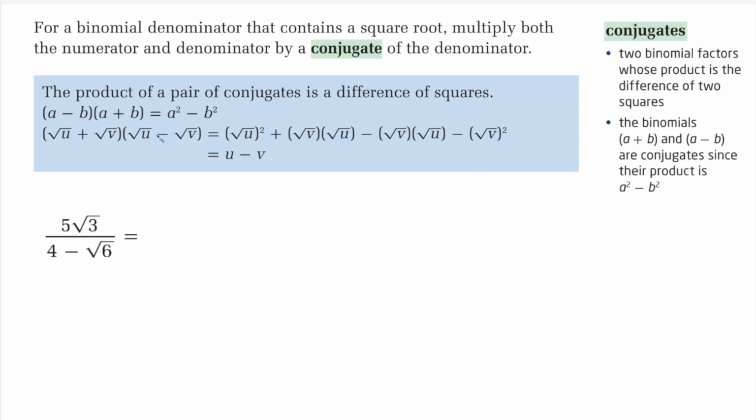So we multiply these together, we get the first term is going to be the square root of u squared, which is just going to simplify to u, right? Those two things will undo each other. The next term, if we multiply root v by root u, is root v root u.